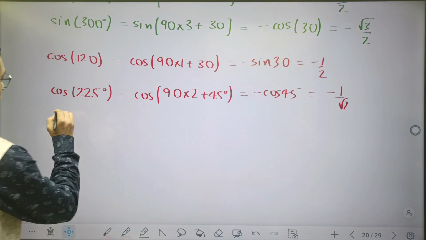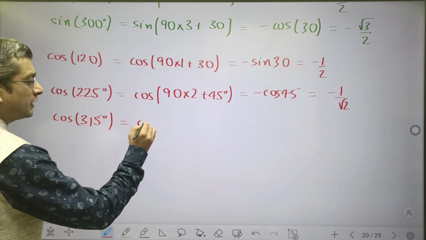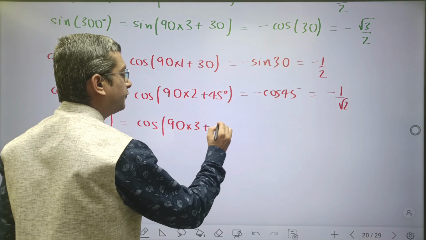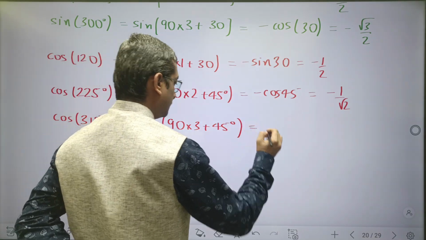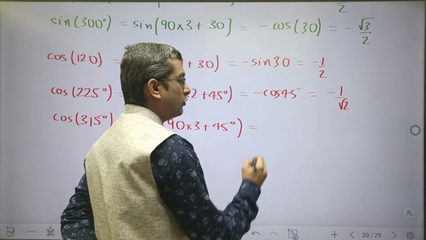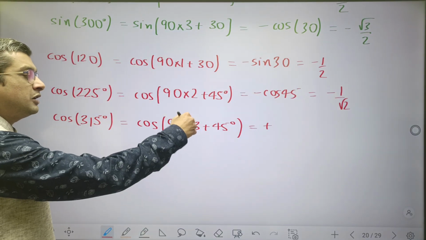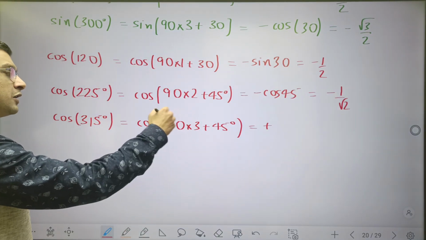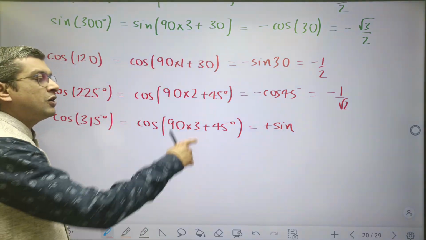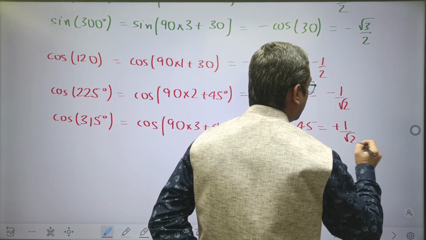Are you getting it? Now if I write cos 315 degrees, this can be written as cos of 90 into 3 plus 45 degrees. The very first step, 315 is in the fourth quadrant. In the fourth quadrant cos is positive, so put a positive sign here. Then here it is an odd multiplier, so since it is an odd multiplier of 90, cos gets converted into sine, and then you are left with 45. So the answer is plus 1 by root 2.